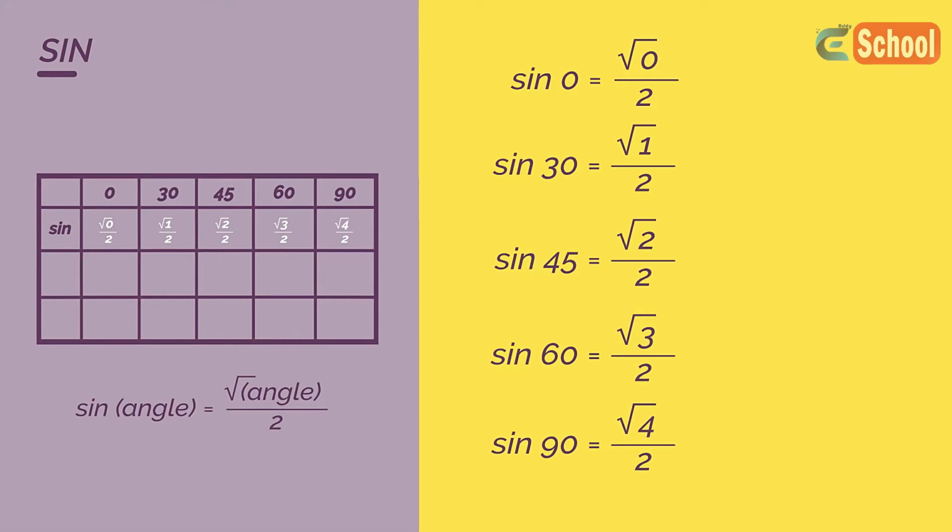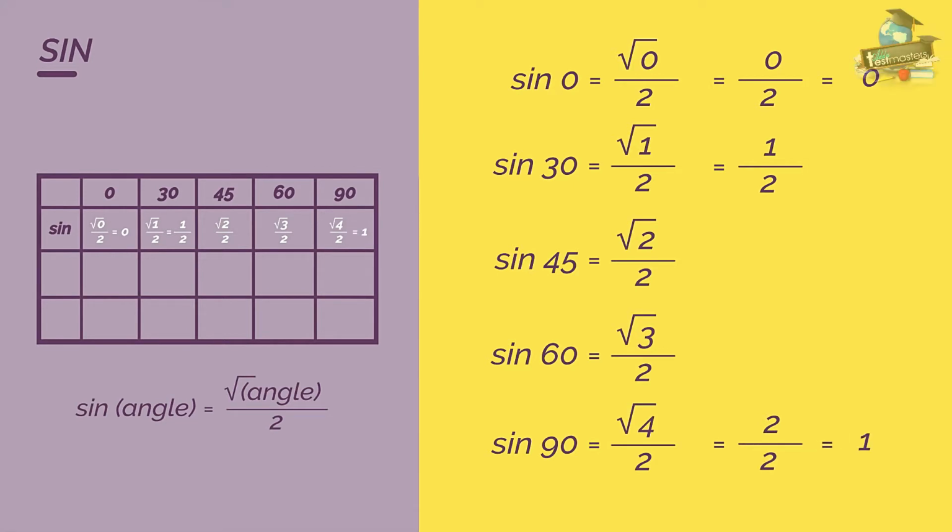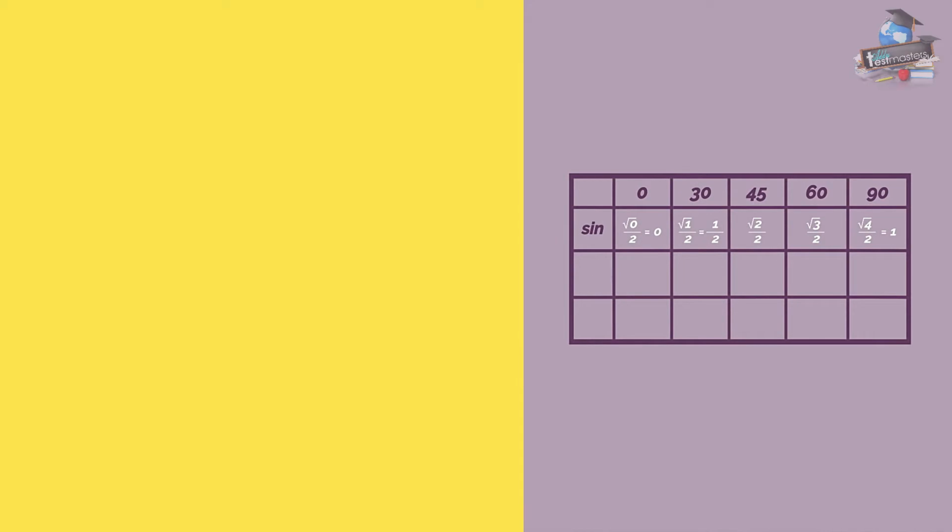And we can simplify some of these. So for 0 degrees, that simplifies to 0. For 30 degrees, it simplifies to a half. And for 90 degrees, it simplifies to 1. Not that hard. So now let's look at cos.